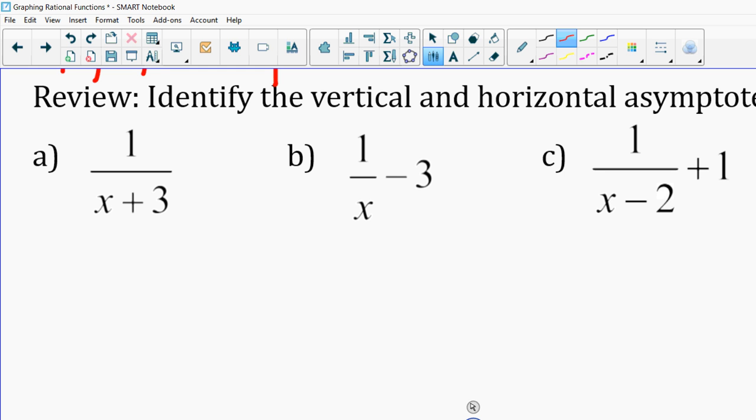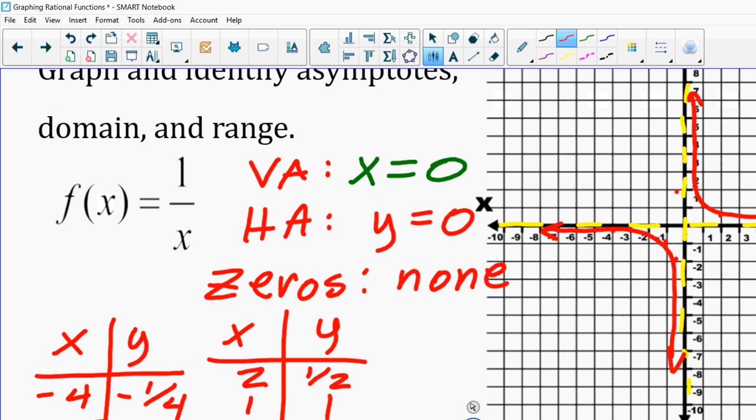Now, I want you to look at these. Do you remember Move the Monster? All this is going to be is left and right and up and down. Look right here. When you've got a +3 in with the x, do you remember what that does to the graph? Left 3. So this picture here for A is going to look exactly like this picture, except everything is shifted to the left 3 units.